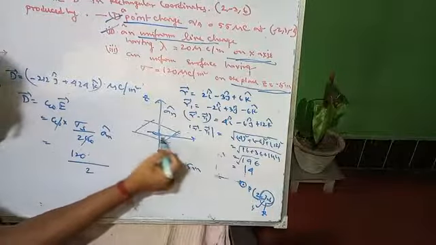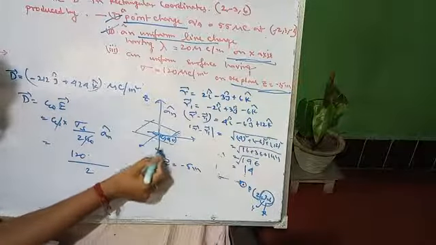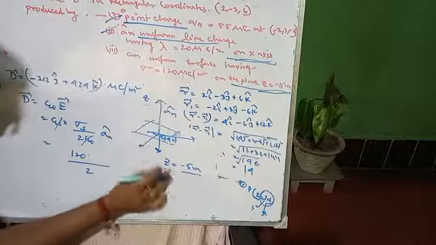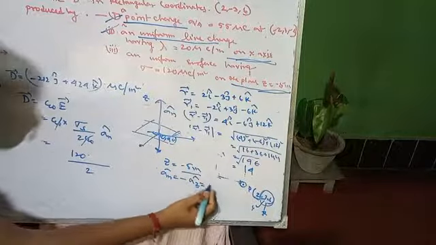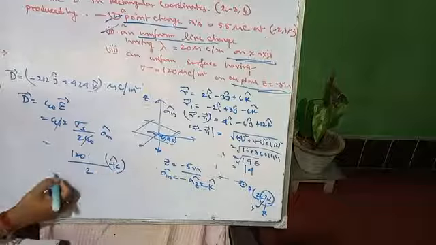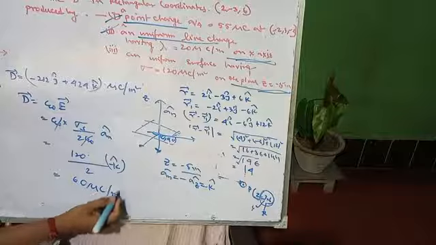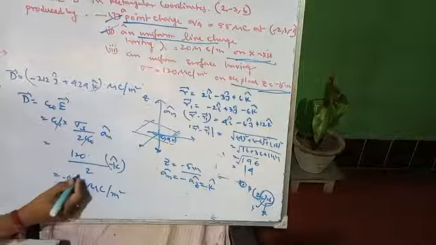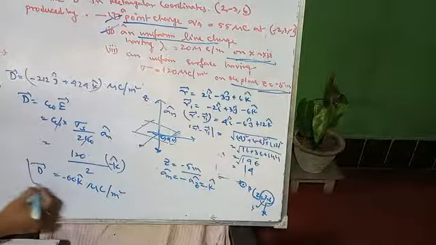So suppose it is the origin 0, 0, 0, and behind the origin there is a plane 5 meters below the origin. That means a_n cap will be written as a_n cap equals minus a_z cap, or you can write minus k cap. So it will be minus k cap, nothing else. That will be 60 microcoulomb per meter square, that is minus 60 k cap microcoulomb per meter square.